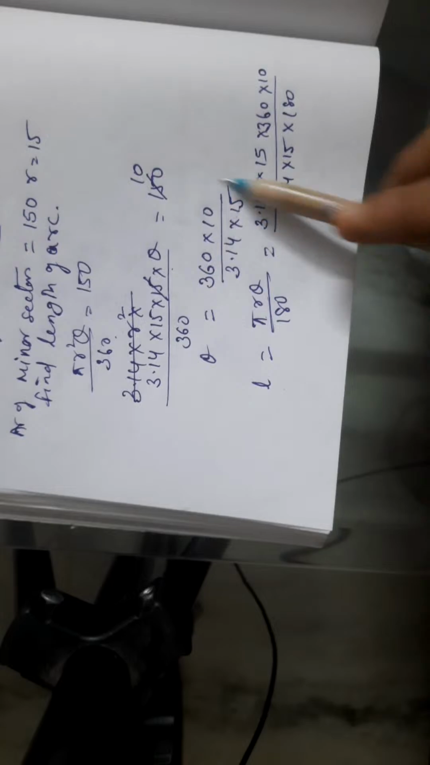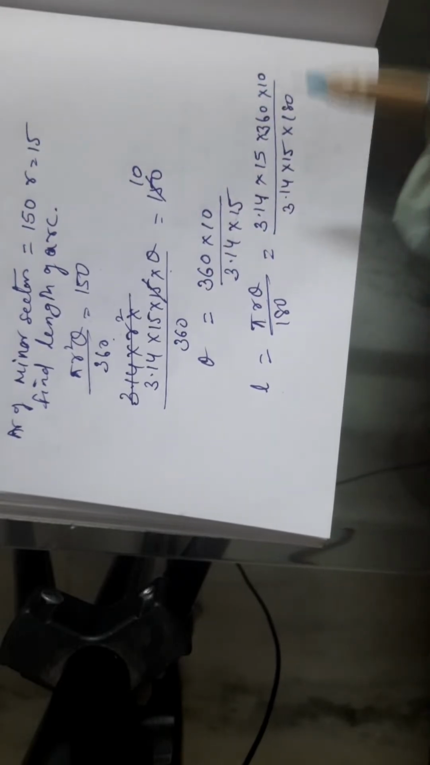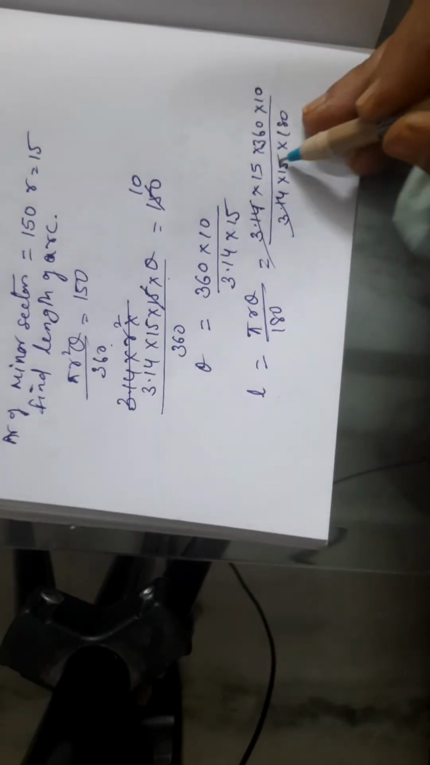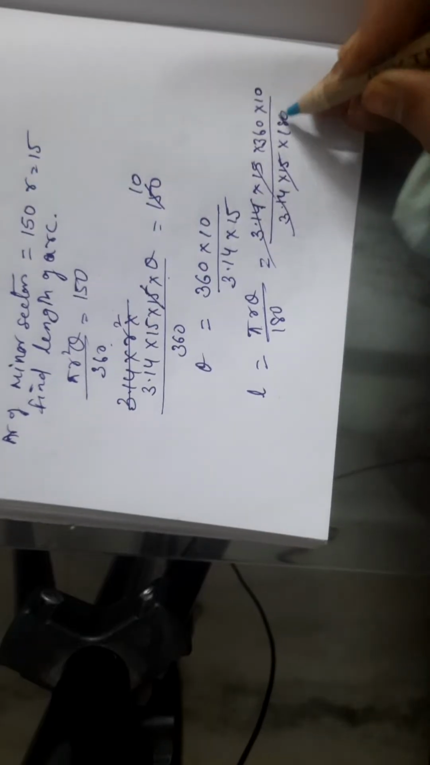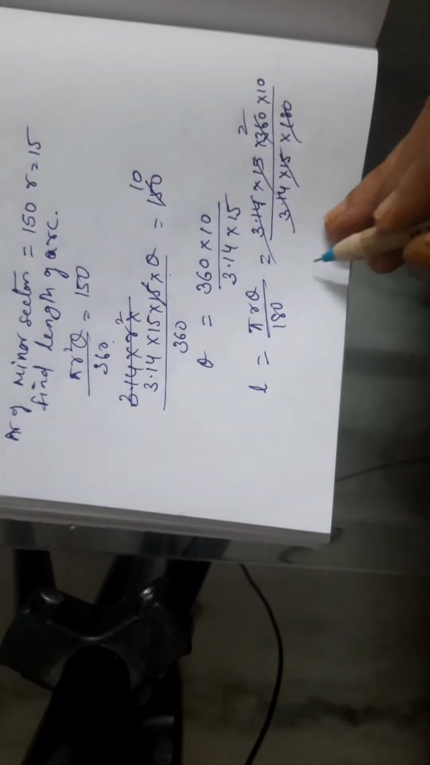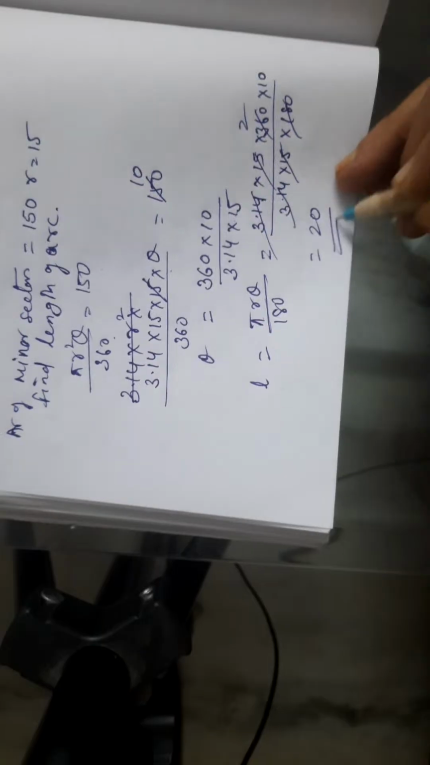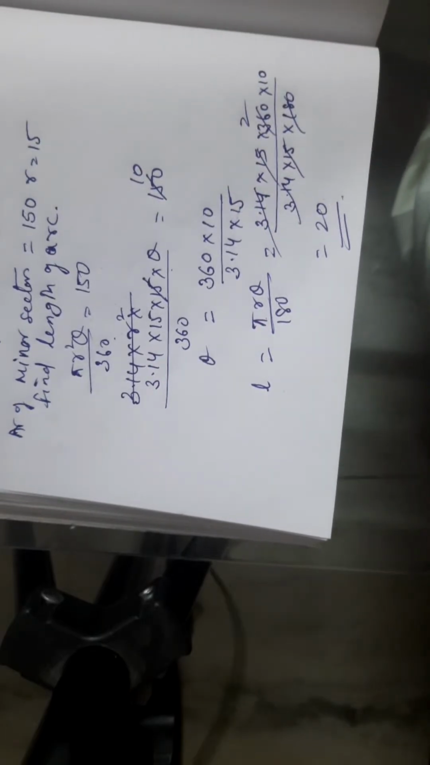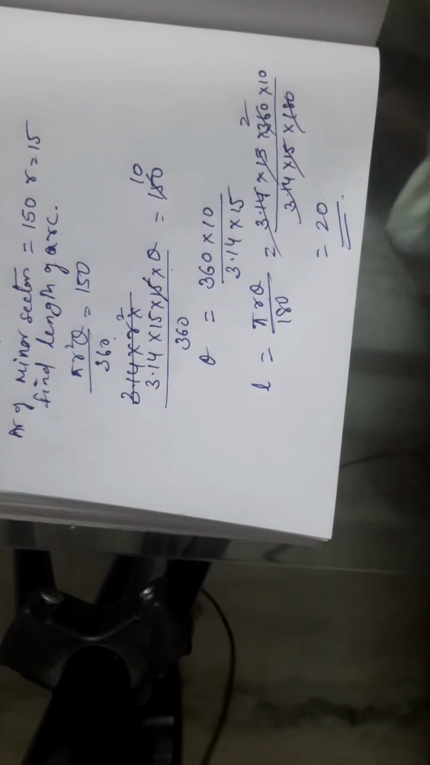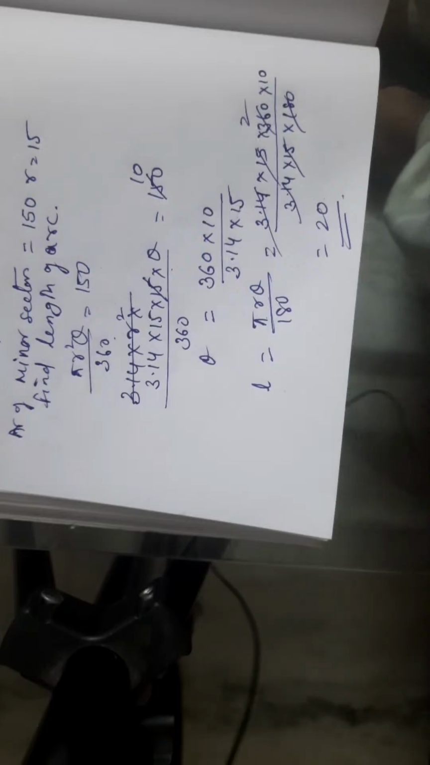So replace theta with the value which we got. Everything will get cancelled. 15, 15 cancel. 18 twos are 36, so it gives 360. So the length of the arc is 20 centimeters. So if such calculations are given in this chapter, we can skip the calculations and keep things in fractions only. In the end they will get cancelled and the calculations will be much simpler.